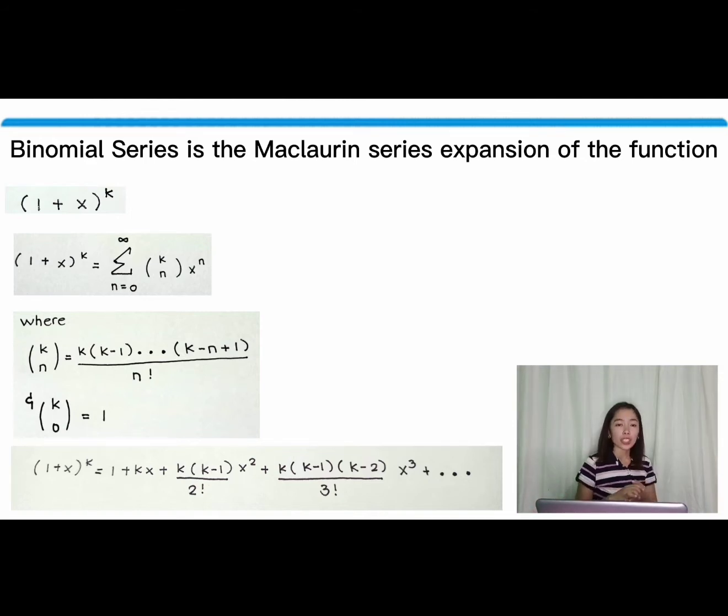Well, actually, binomial series is similar to the binomial theorem, except that it's an infinite series and we must have the absolute value of x less than 1 in order to get convergence. Now, let's take a look at some examples for further clarification and understanding of the topic.